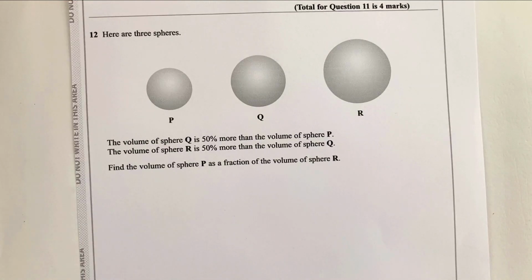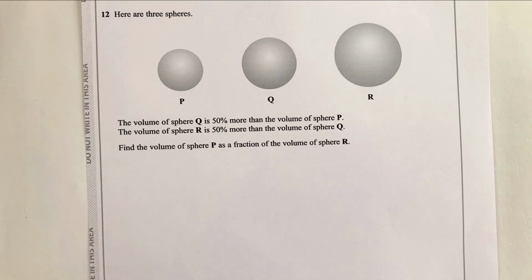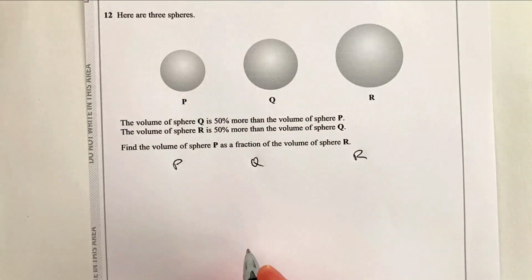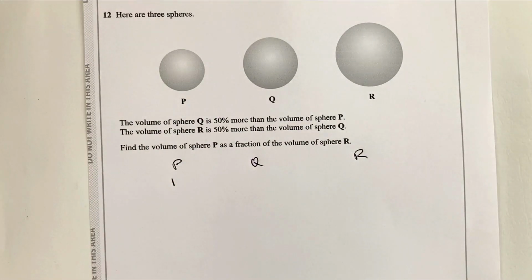Okay, so this particular one, we've got three spheres. We've got P, Q and R, and Q is 50% more than the volume of sphere P. So let's have a look at how we can actually write that out. Well, we've got P, Q and R. So if P is a volume of, let's say, 1, then Q is going to be a volume 1.5 times bigger than that. Now, in this particular case, what I'm going to do is actually use fractions, because it will be a little bit easier.